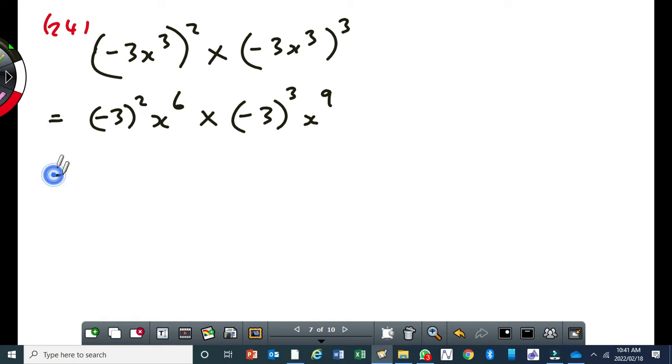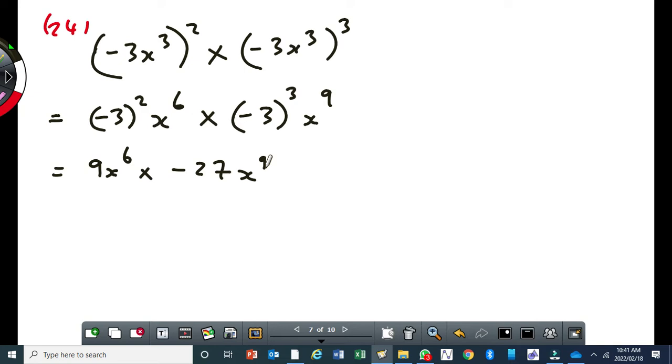Okay, so (-3)² is a 9, so that becomes 9x to the power of 6 times (-3)³, which will give you -27. That will be times x to the power of 9. So we end up having this.